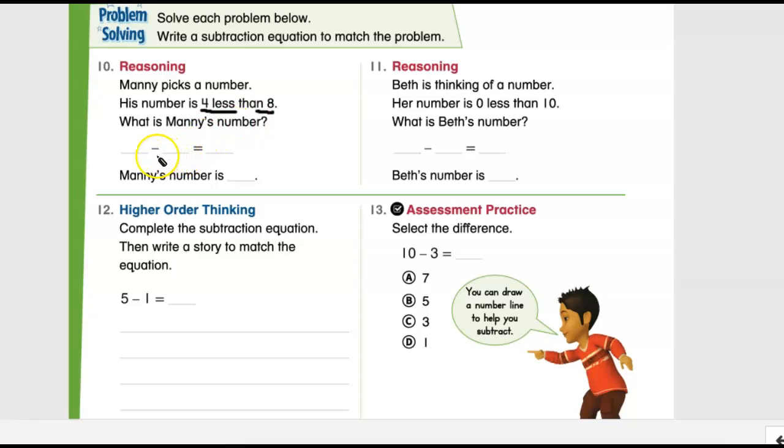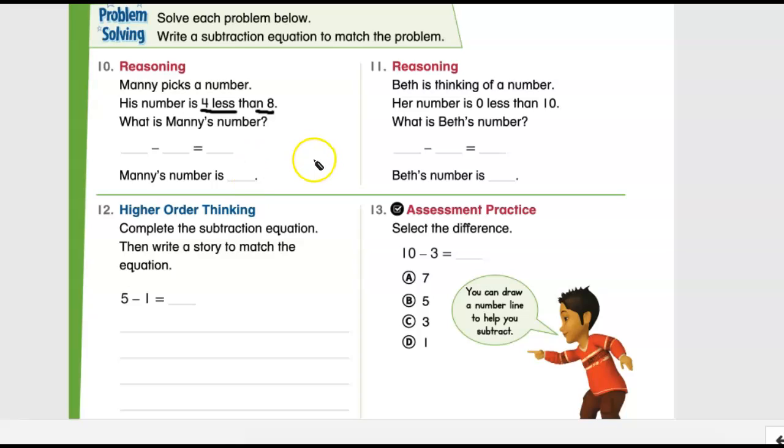So in your problem, you would put the number that we know. So we know the number 8. It told us his number is 4 less than that number, so we would write 4 less, and then what that number would be after we subtract 4 less from 8. Then you're going to write that number in the blank and also write it down here in your answer line.